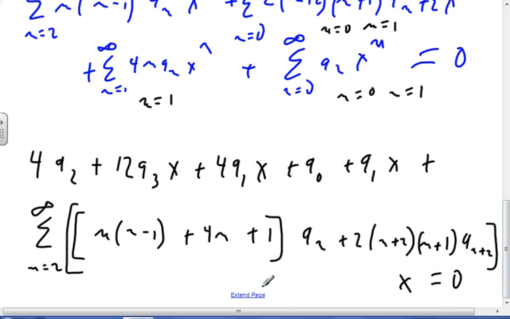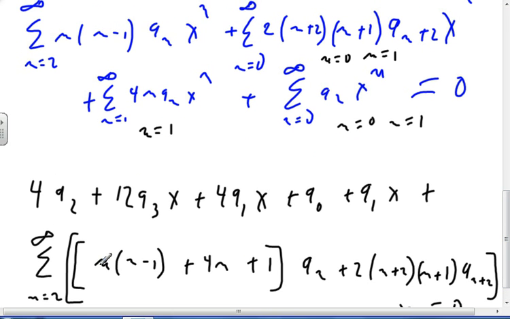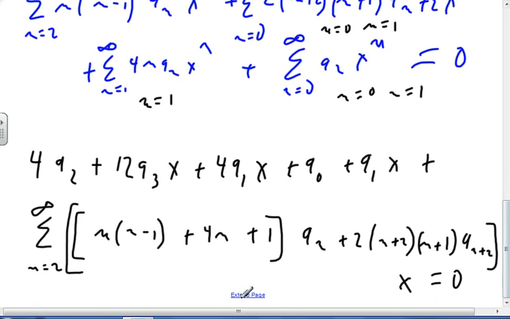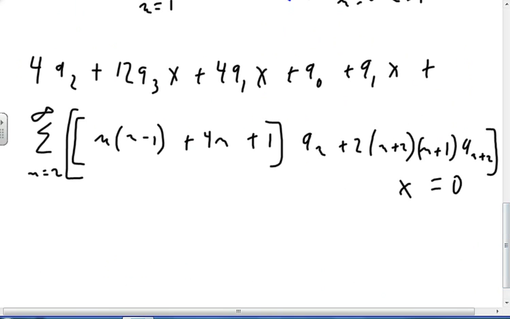And with a little bit of luck I did that right. I guess I'll look at it again. n minus 1 a n, 4n a n, plus 2 n plus 2 n plus 1 a n plus 2. Yeah, I guess I did that right. All right, so I look at that and I say, well, a0, a1 are arbitrary. There are initial conditions that I don't have.